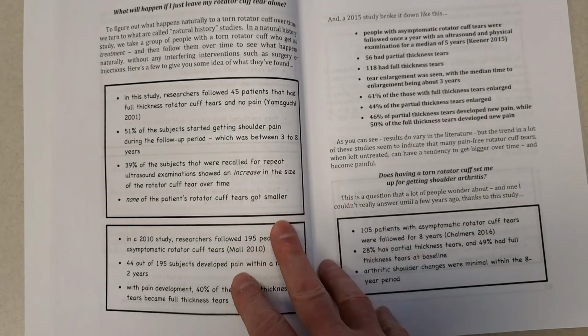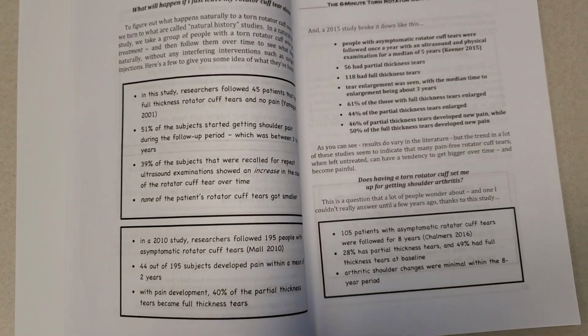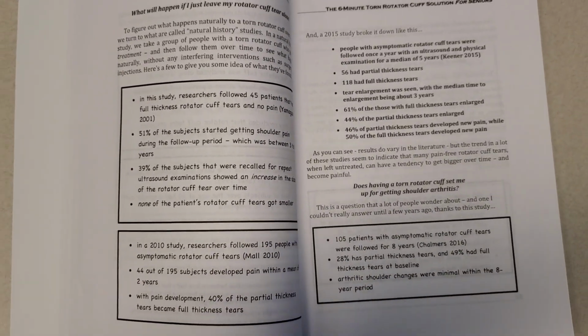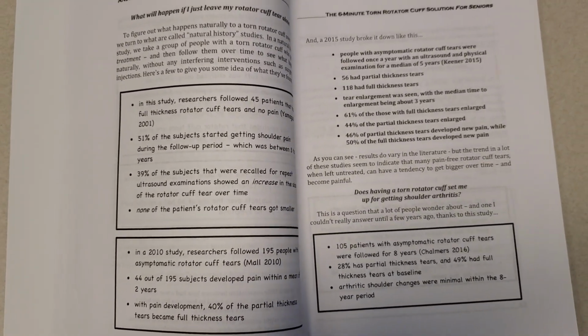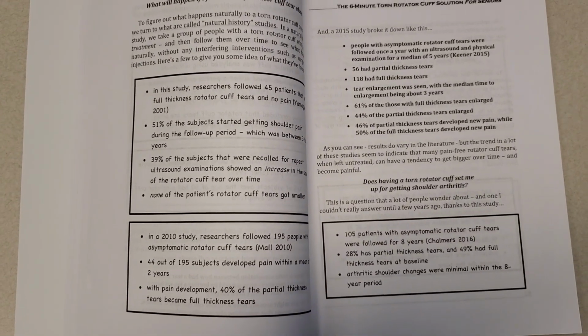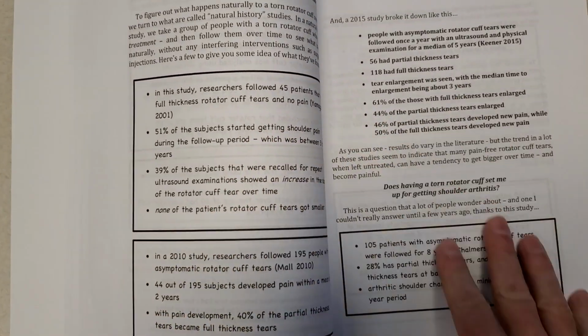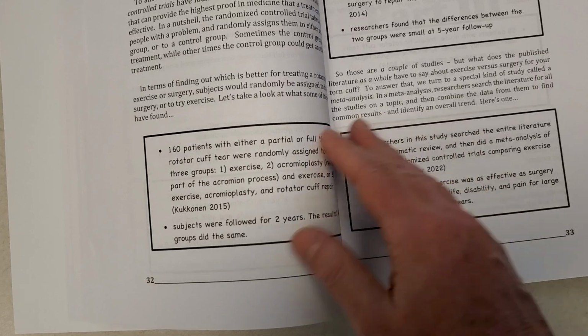What happens if I just leave my rotator cuff tear alone? A lot of patients want to know that. Maybe a lot of practitioners don't really know. The only way you're going to know that is if you look at all the studies where they've taken people with a torn rotator cuff and followed them for 5, 10, 15 years. What happens to them? Does it get better? Does it repair itself? Does it get worse? This book has done all that and comes up with all the statistics.